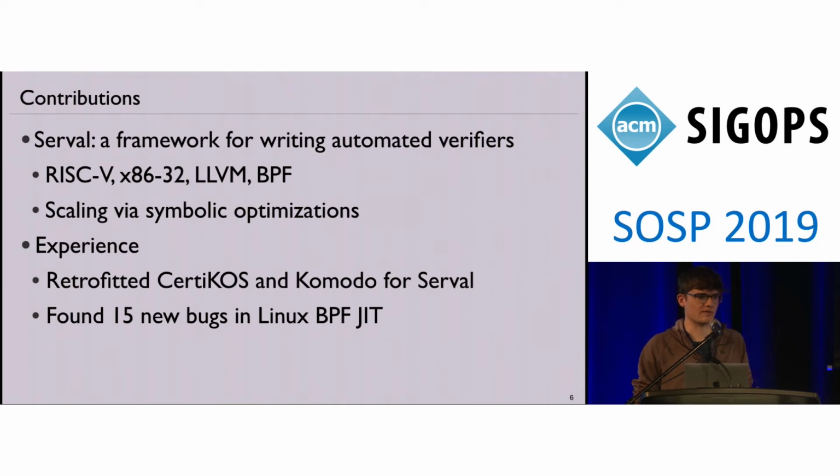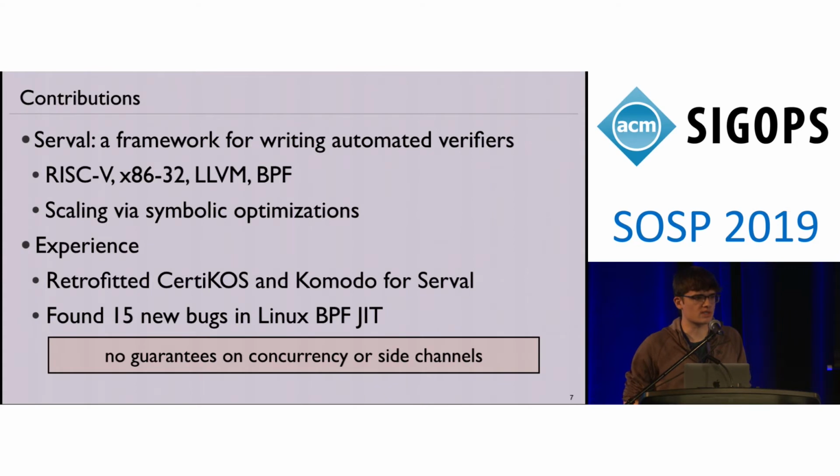And to show that our verifiers are general and can be used for other purposes, we were also able to find 15 new bugs in the Linux kernel's BPF JIT using the verifiers. One assumption we make, which is similar to previous verification approaches, is that we make no guarantees on concurrency or on side channels.